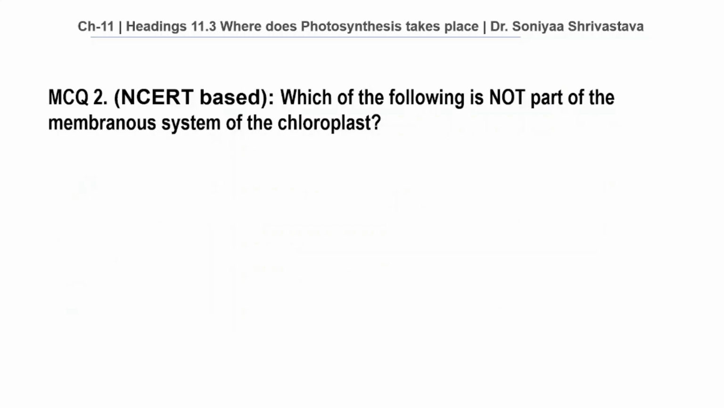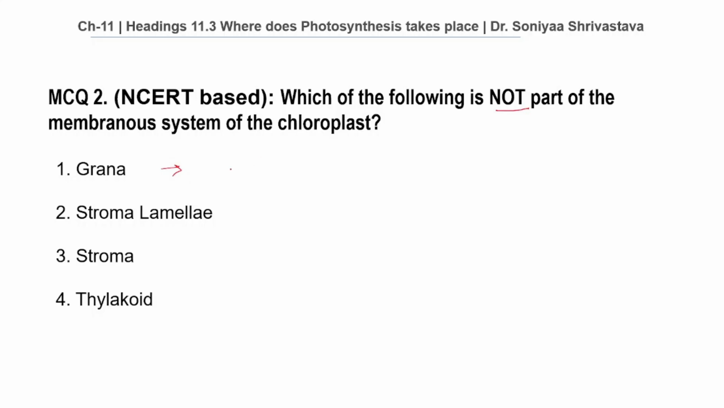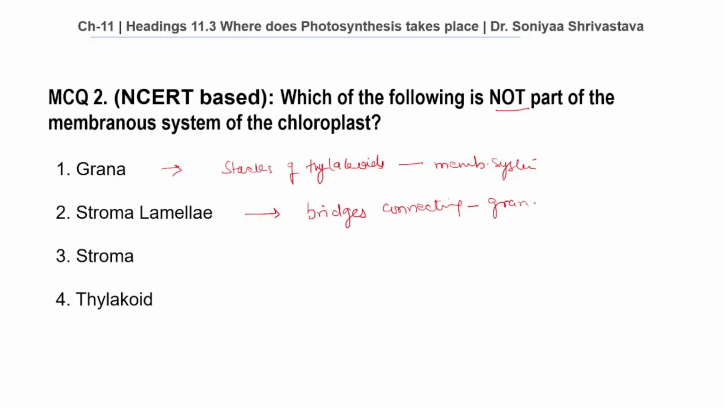Now coming to MCQ number 2. Which of the following is not the part of membranous system of chloroplast? What is grana? Grana are the stacks of thylakoids. So this belongs to the membranous system. Stroma lamellae, bridges connecting different grana. So this is also a part of the membranous system. Thylakoids are the basic membrane structures or sacs that form grana. And this also belongs to the membranous structure.